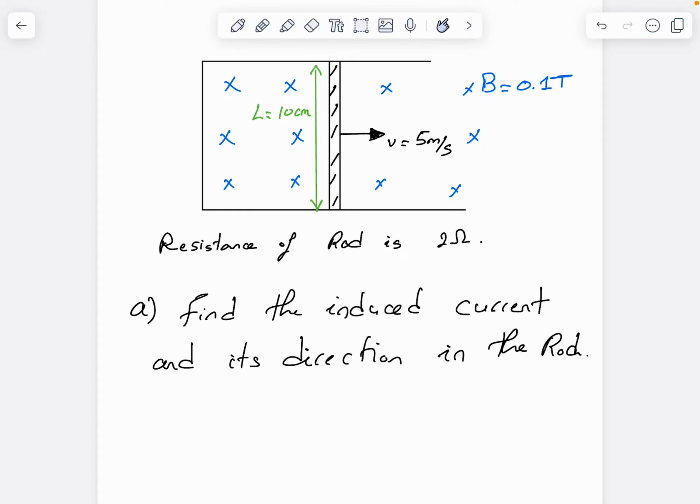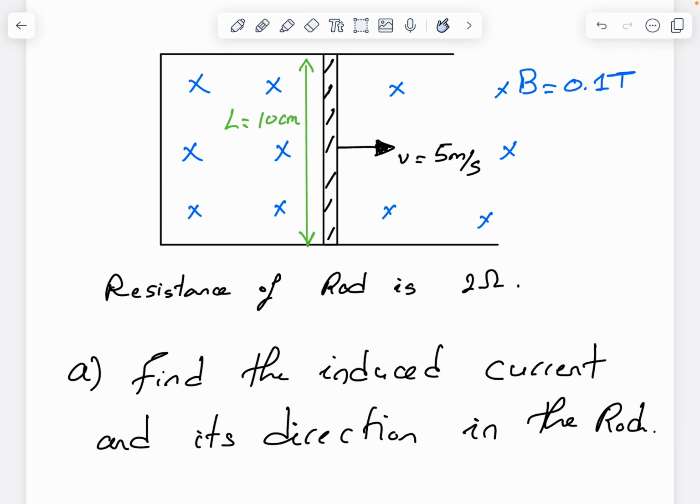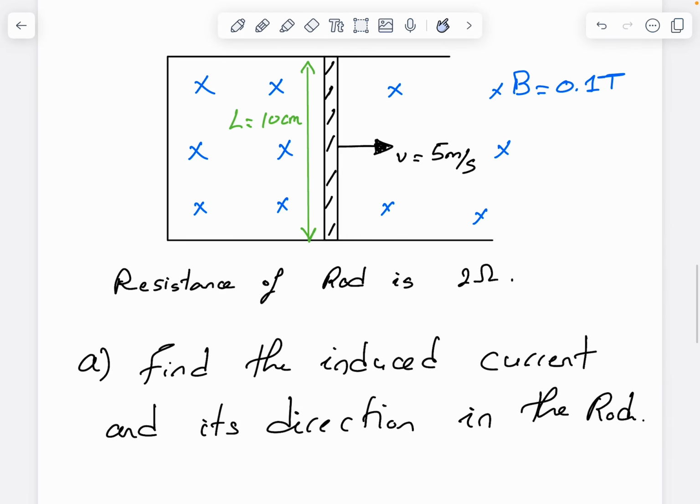In this problem, we have a conducting rod moving along the rails of a conductor as well. Let's assume that those wires have no resistance at all. The only resistance is for the rod, which is 2 ohms. And this rod is moving to the right, as we can see, in a magnetic field.